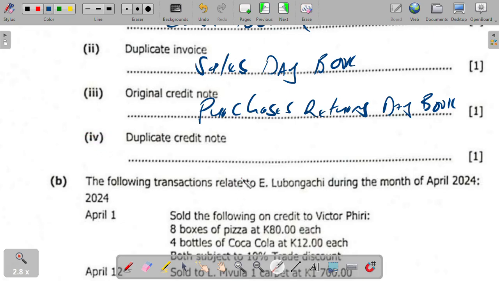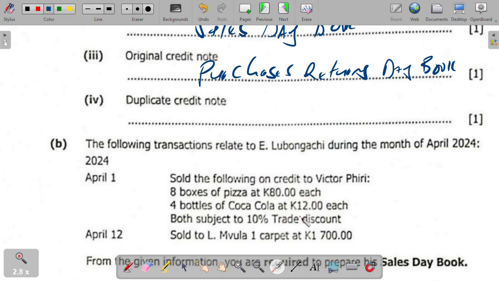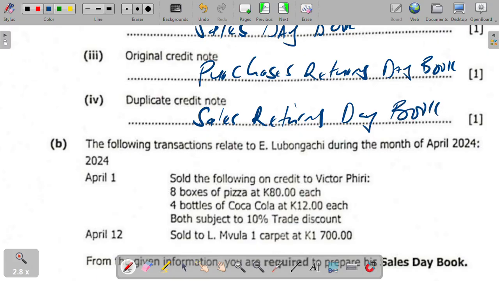Roman numeral 4, duplicate credit note. Where do we record this in the prime entry books? The duplicate credit note we record in the book we call sales returns day book. This is where we record the duplicate credit note.